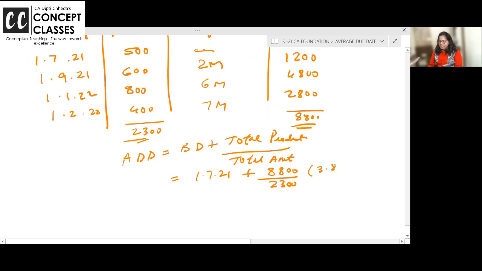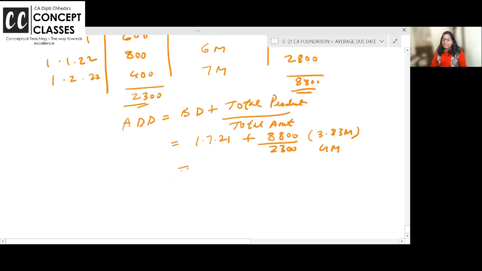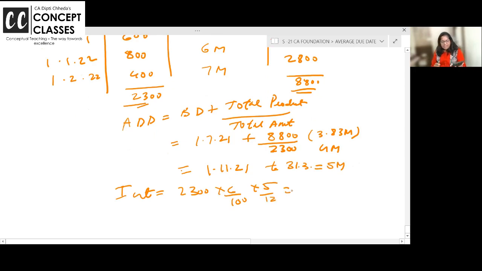It's almost like 3.83 months, so we will take it as 4 months, rounding off. So 1st July plus 4 months, that is 1st November 21. So interest will be calculated from 1st November to 31st March, 5 months interest at the rate of 6%. 2,600 into 6% into 5 divided by 12 is 57.5. Check it. Is it clear?